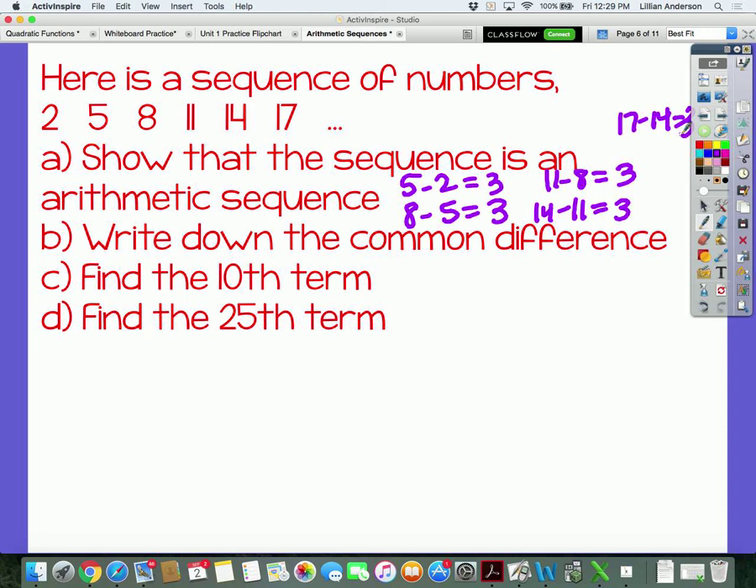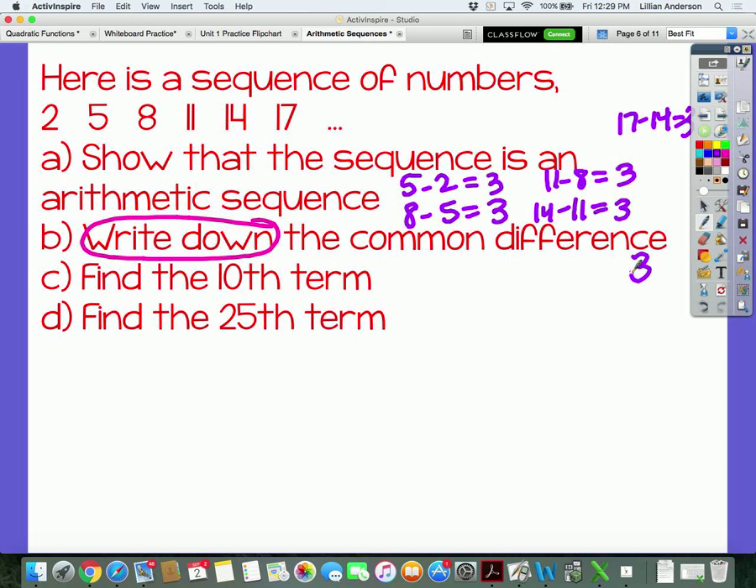All right? Plus, look at B. B says write down the common difference. If it ever says write down, that means the answer is staring you in the face somewhere on the page, in the problem. What is the common difference? 3. You just did it 5 times. That is the common difference. Okay? No work is needed there when you have to write down something. Does everybody understand that?